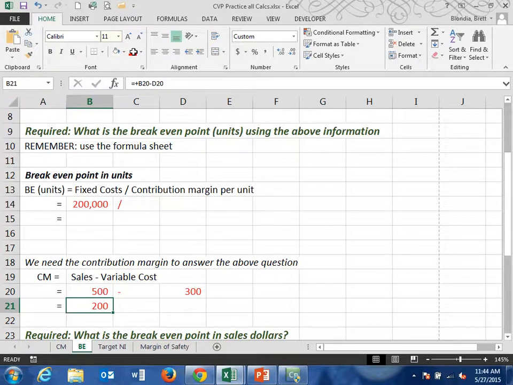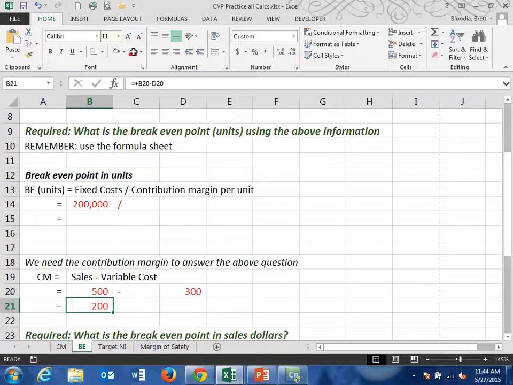Now you should remember from what you've read about contribution margin that it is used for two things. That $200 per unit, we use for two things. One, to cover off our fixed costs, and the second is that we want it to contribute towards profit. So the $200 that's left over from every unit we sell, we use to cover all our fixed costs, and if there's anything left over, it turns into profit. Okay?